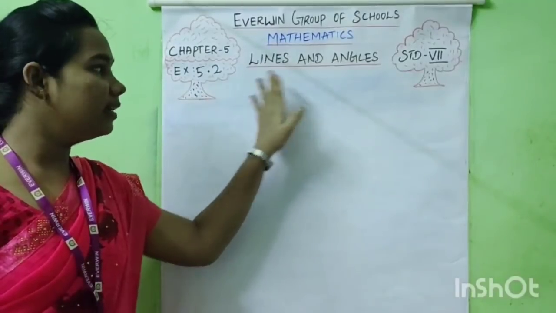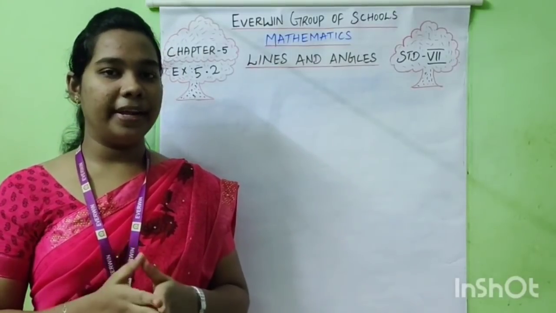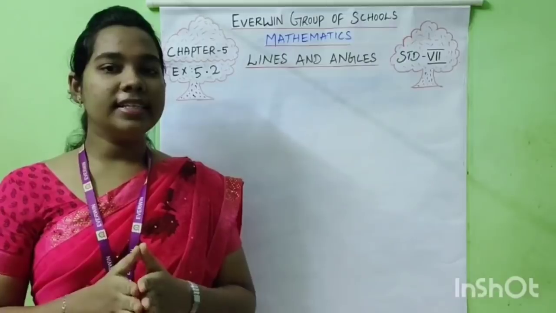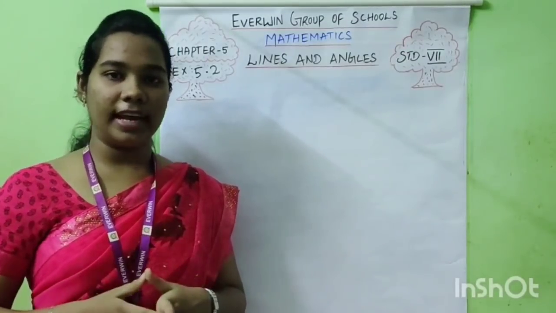The chapter 5 lines and angles. In the previous class of lines and angles, we have completed exercise 5.1. First, let us have a glance at what we discussed in that exercise, and then we will continue with our exercise 5.2.